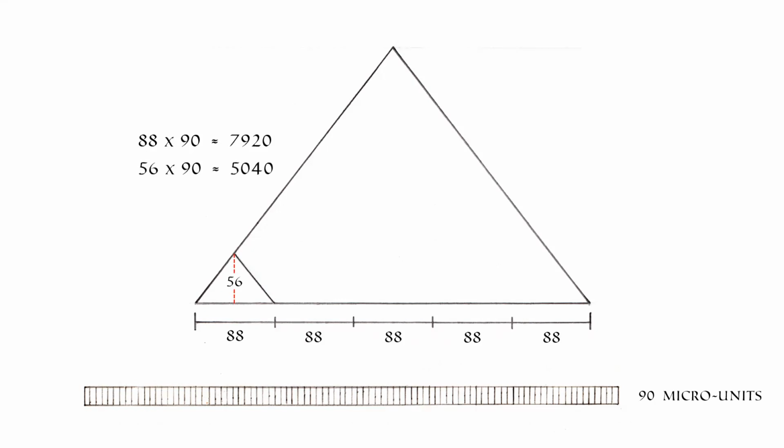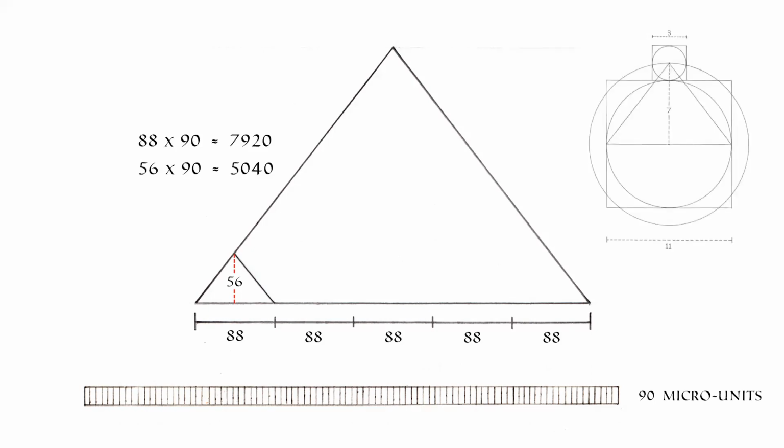Now, if we do the same thing with 56 cubits multiplied by 90 micro units, it gives 5,040. Now, these two numbers are the mileage numbers of John Michell's diagram. So this distance here is 5,040 miles, and this one here is 7,920 miles. So what this demonstrates is that the designer of the cathedral here in the city of Wells was aware of the mileage measurements of the Earth and the Moon, as well as being aware of the dimensions of the Great Pyramid in the sense of there being a fractional relationship with that as well.